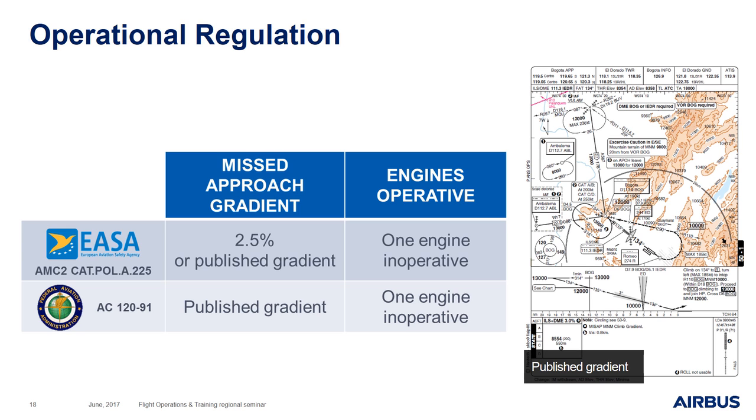The minimum gradient of 2.5% or the published value, if higher, must be maintained with one engine inoperative. So even if the procedure design is done based on all engines operating, the operational regulations require to consider one engine inoperative performance.